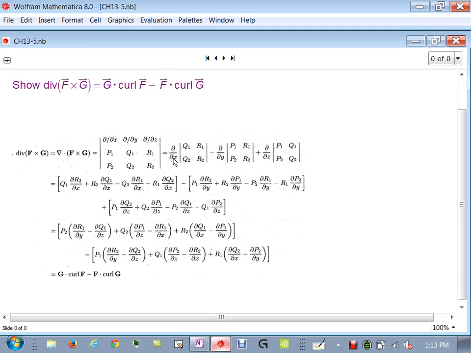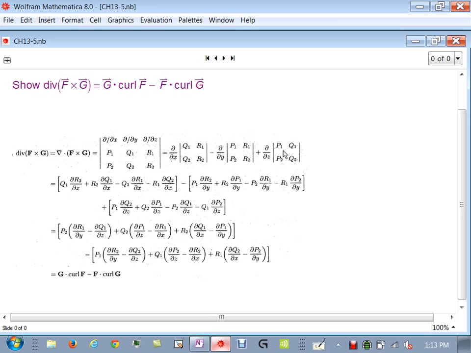And then if you do the partial here, you have to do this determinant. What's the determinant here? Q1, R2 minus R1, Q2, right? And then over here, this would be P1, R2 minus R1, R2, right? Yeah, you can do it. It's the way we did it where we covered up one, and it's basically that.